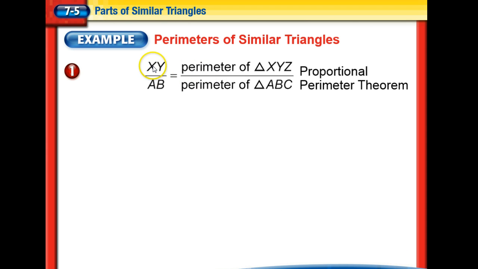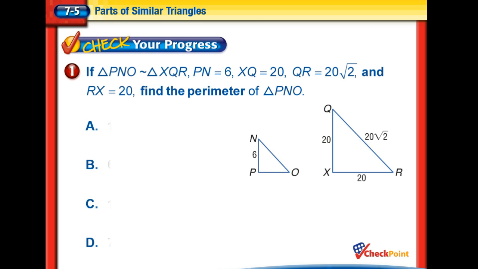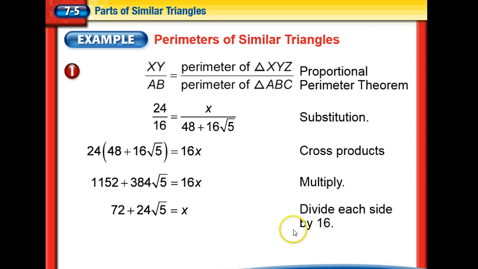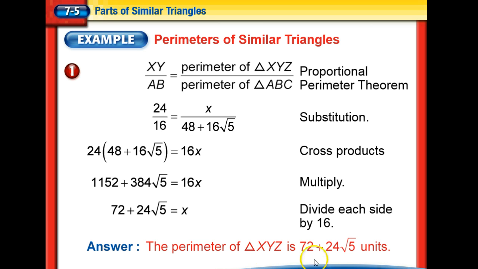So segment XY to segment AB is proportional to the perimeter of triangle XYZ over the perimeter of triangle ABC. Okay, so now we plugged in our values. 24 to 16 equals X over the perimeter of the other triangle. And we do some cross multiplying. Multiply that out, and we divide each side by 16 to get 72 plus 24 square roots of 5 equals X. Is it a pretty answer? Nope, but it's the answer. We could again turn that into a decimal and that would be fine.